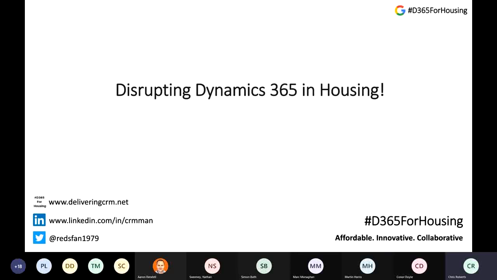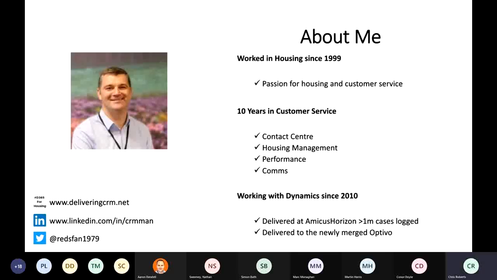Thanks for inviting me to come and do a bit of gas bagging about a project I've been working on for just over 12 months now, called D365 for housing. It's a way that I feel we can really use Dynamics and disrupt the way it's implemented throughout the whole sector. There's some contact information if you want to get hold of me after this.